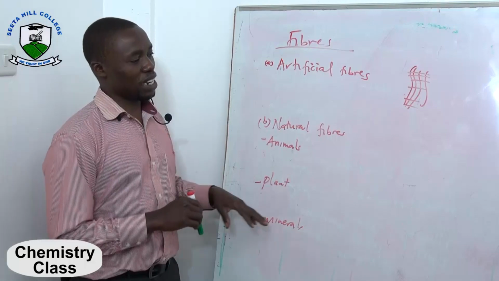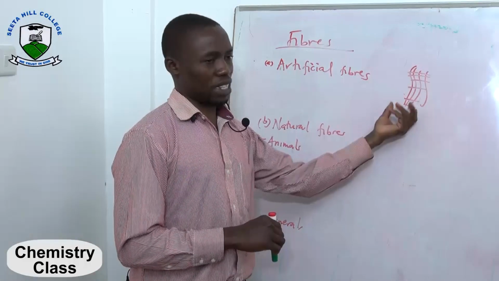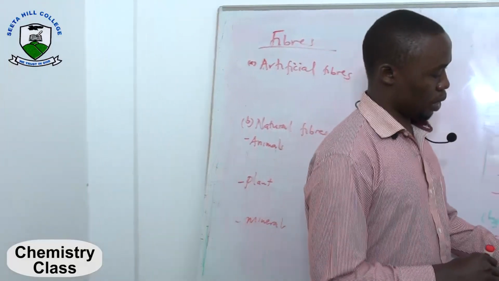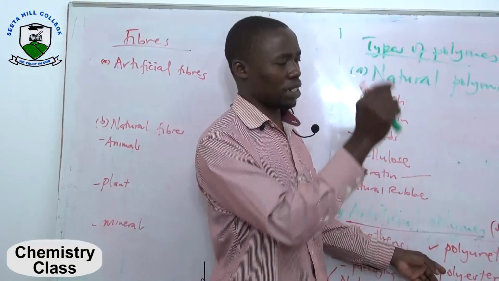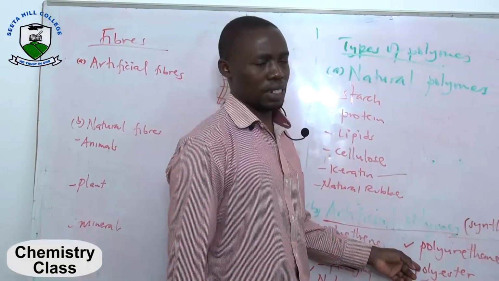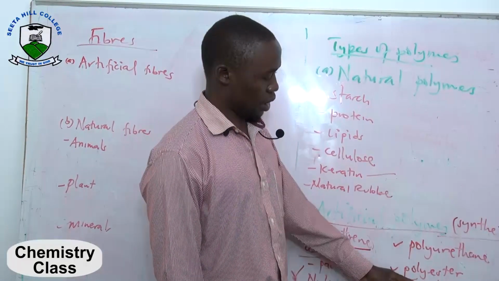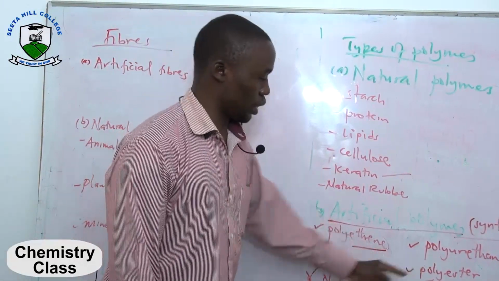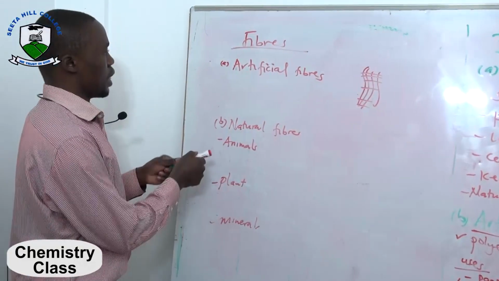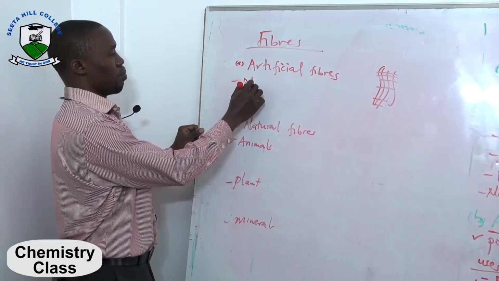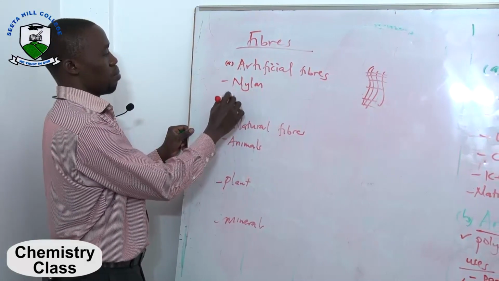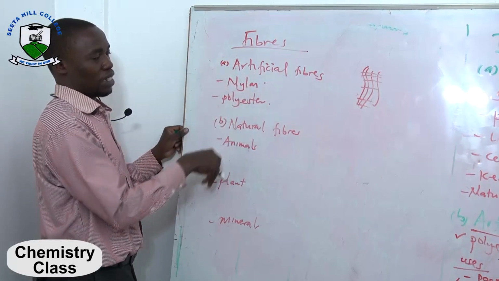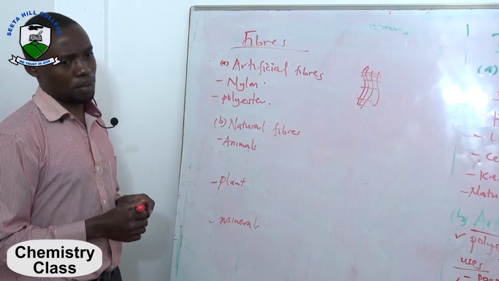Now, any material that has thread-like structures, like we saw polyester for making clothes. Clothes are some kind of thread-like. Terylene, polyester, nylon, all these are making clothes. Since they have threads in them, any material characterized by threads is a fiber.